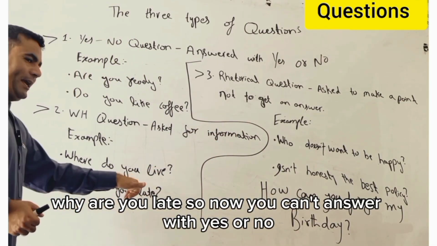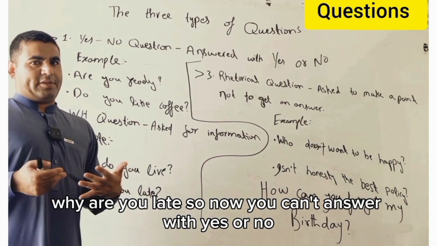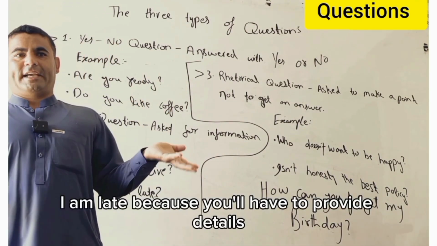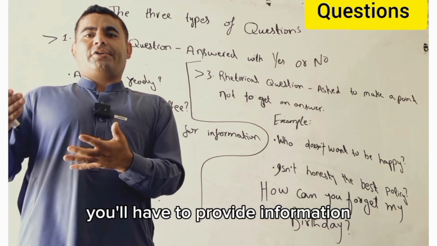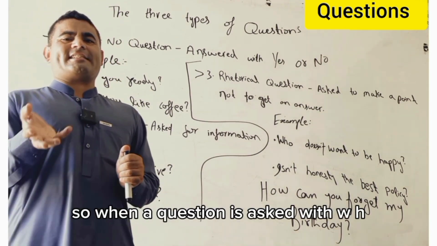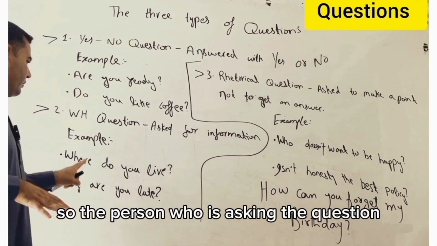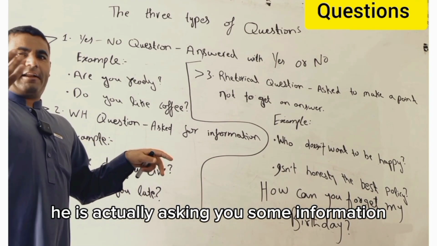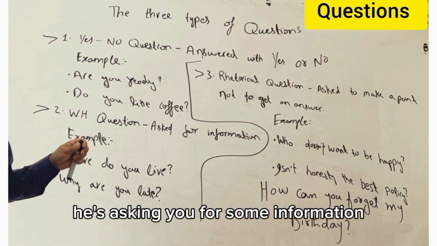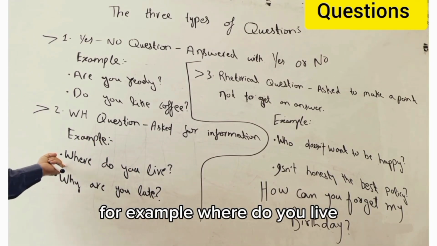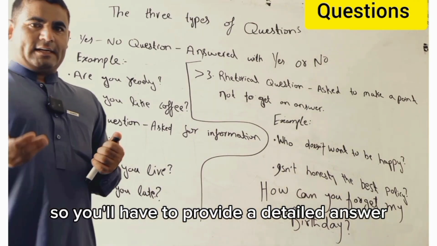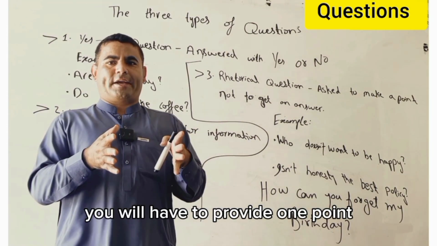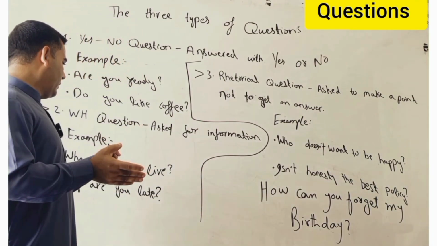Why are you late? Now you can't answer with yes or no. You will have to say I am late because. You will have to provide details and information. When a question is asked with WH, the person who is asking is actually asking you for some information. For example, where do you live? You'll have to provide a detailed answer. Not very lengthy. You will have to provide one point, but you will have to provide information.